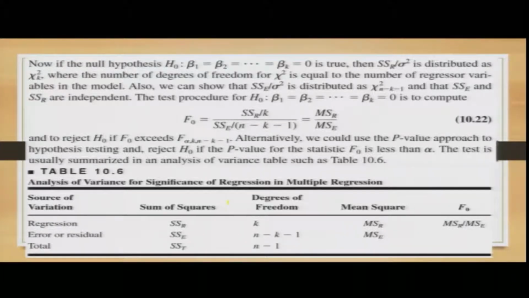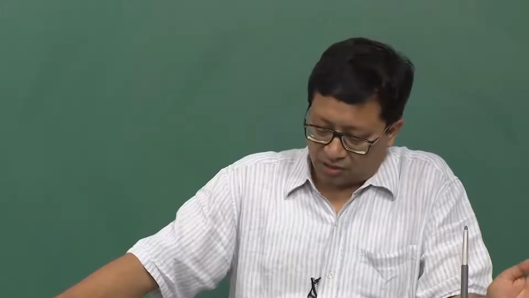Alternatively, we could use the p value approach to test the hypothesis and reject H naught if the p value of the statistic F naught is less than alpha, or if it is greater than alpha, we accept. Alpha can be 1%, 5%, 10%, and so on.